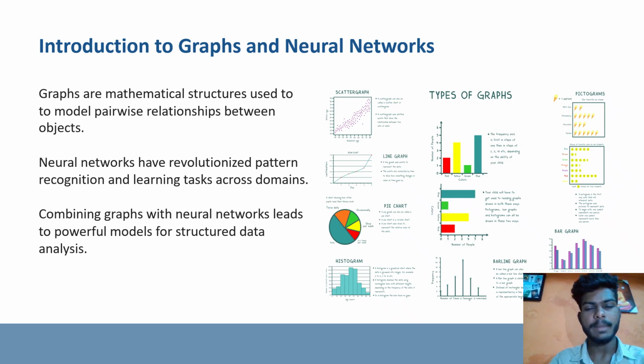Graphs are mathematical structures used to model pairwise relationships between objects. Neural networks have revolutionized pattern recognition and learning tasks across domains. Combining graphs with neural networks leads to powerful models for structured data analysis. There are many types of graphs we can see in these pictures.